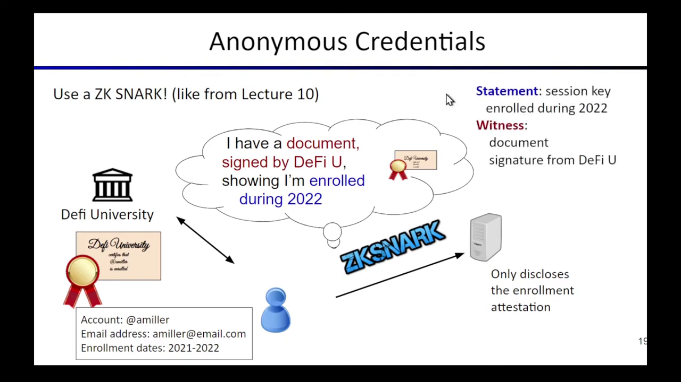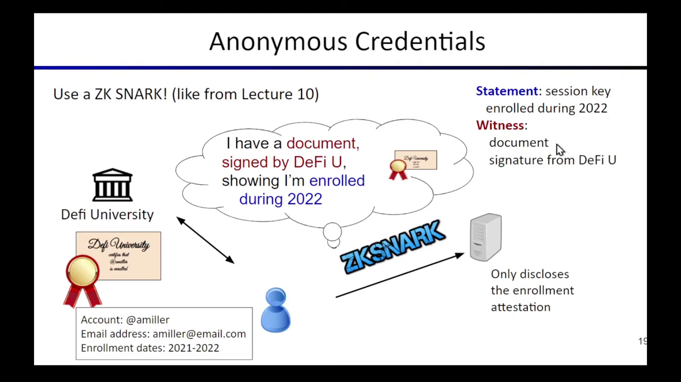Now, what you should remember, or you could review from the lecture previously that covered zero-knowledge proofs: in a zero-knowledge proof, we specify the statement. In this case, it's maybe the session key associated with the session that I'm trying to say qualifies for being, I'm enrolled as a student, so this session should be able to use the enrolled student privileges, resources, whatever those are. And the statement includes what I'm revealing to this party, which is that I am enrolled in DeFiU during this year 2022.